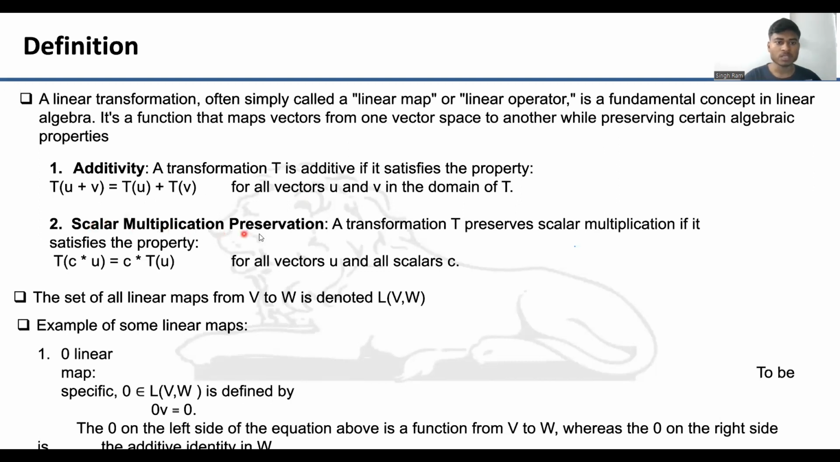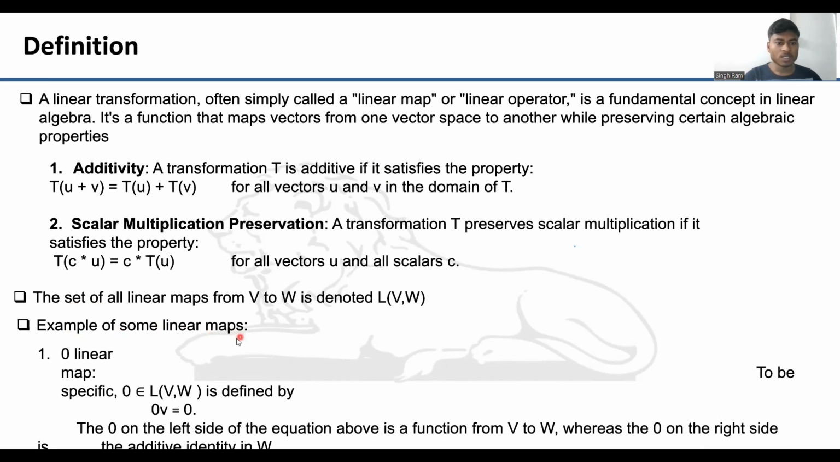The second property is multiplication preservation. A transformation T preserves scalar multiplication if it satisfies the property that the transformation on the scalar multiplication of u is the transformation of u multiplied by a scalar. That is, T of c times u is equal to c times T of u, for all vectors u and all scalars c. The set of all linear maps from the vector space V to vector space W is denoted by L(V, W), right?